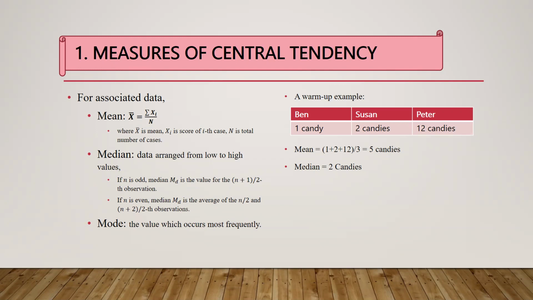And for median, first we have to arrange the data from low to high values, and then we look for the value at the middle. So for this example, the median would be 2 candies. And for mode, mode is the value which occurs most frequently in your data set.